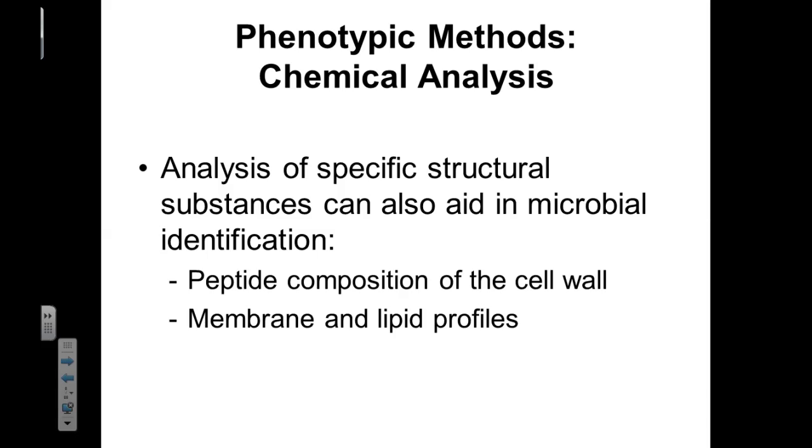So for our chemical analysis of our phenotypic methods, we're going to look at the specific structural substances that are present in our microbes. What kinds of peptides, what kinds of short amino acid chains are in the cell wall, and what kind of lipids are present within the cell membrane? Are there lots of phospholipids relative to the amount of cholesterol, relative to the lipopolysaccharides? So the lipid profile or the peptide profile also can be very enlightening.